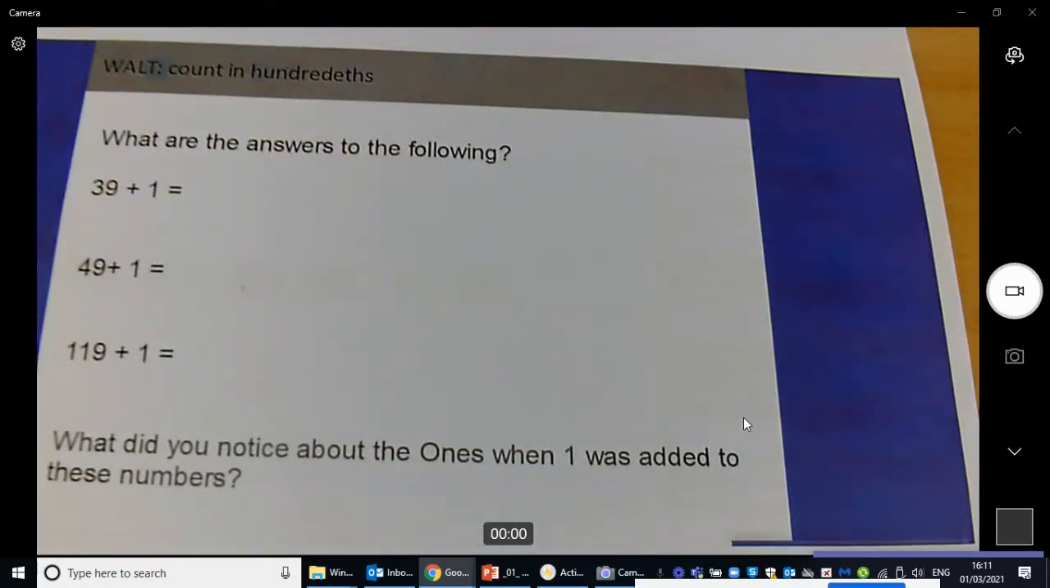So, now I'd like you to pause the video again. And can you answer these questions? Now, I know they're going to seem quite straightforward. What are the answers to the following? But what I'd like you to think about, what do you notice about the 1s when 1 was added to these numbers? Okay, pause the video now and answer those questions.